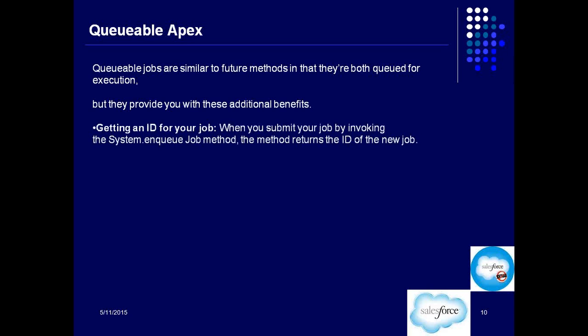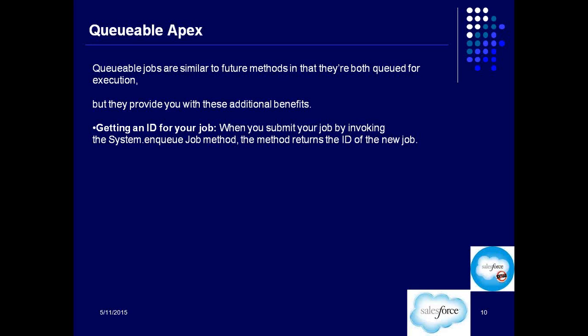First benefit is getting an ID for your job. When you submit your job by invoking the System.enqueueJob method, the method returns the ID of the new job. If you don't understand this, don't worry, let me make it simple for you. First advantage is that Queueable Apex generates a job ID.